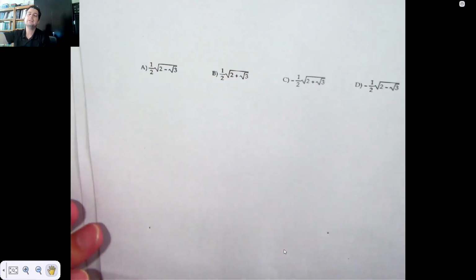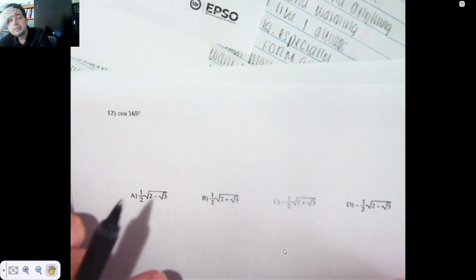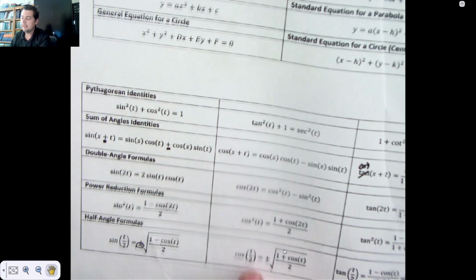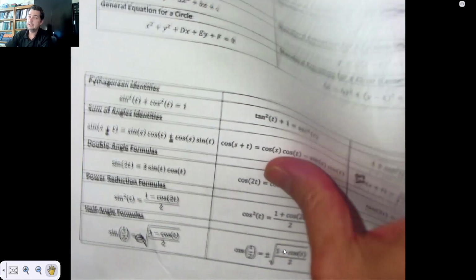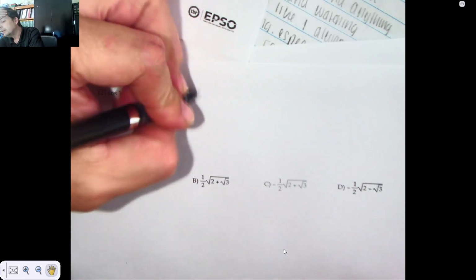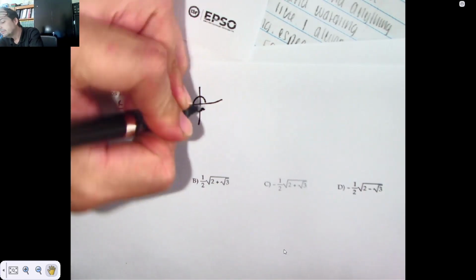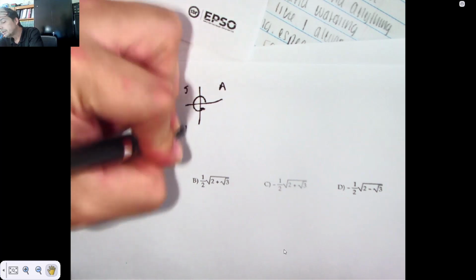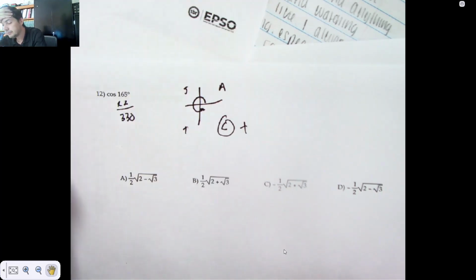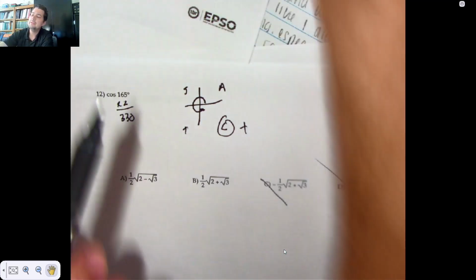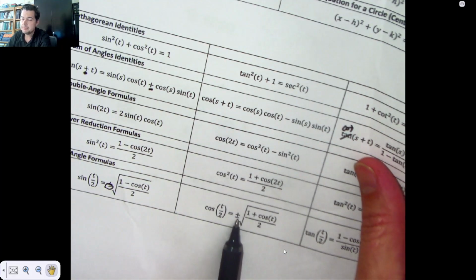There's number 12. I don't know much about 165 degrees, but I do know that if I multiply it by 2, I get 330 degrees, and that's something I know about. So I'm going to use that little formula. By the way, 330 degrees is right here. And again, all students take calculus, cosine is positive. So when I use this little formula, I'm going to be using the positive root.